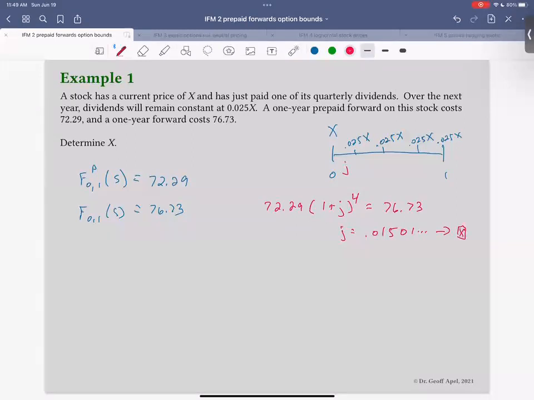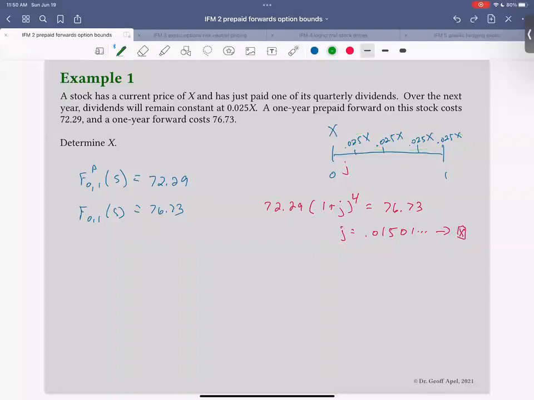And so now we want to find X. To find X, I guess I'm going to have to use one of these somehow. I like the prepaid forward a little bit better. If it was the forward price, I would take the X forward and then minus all of these forward, which is fine. I could do that, and that should be equal to the 76.73. Or I could do the prepaid forward, which is current price minus dividend. So I think that one's going to be a little bit simpler.